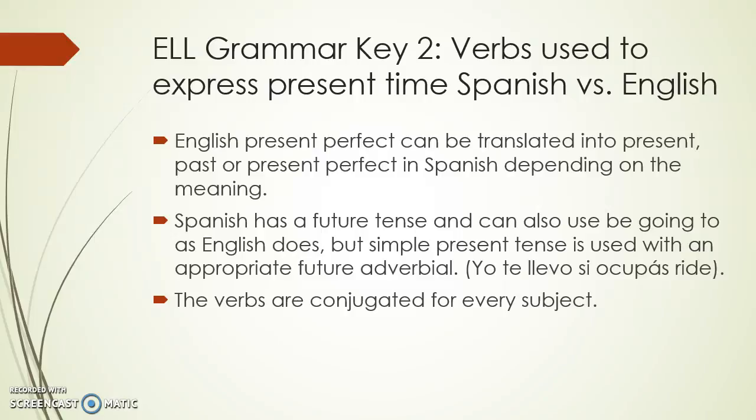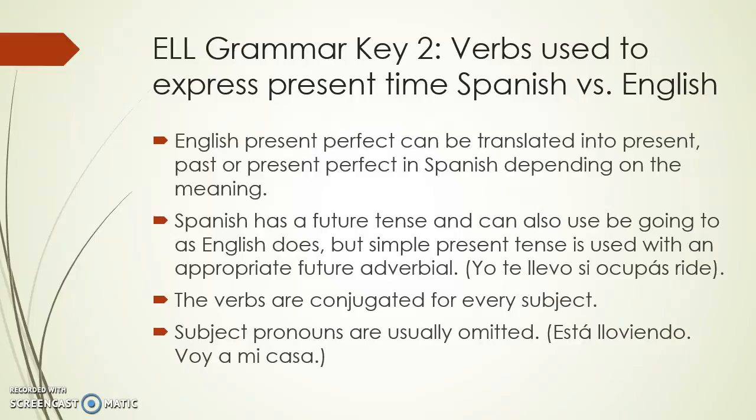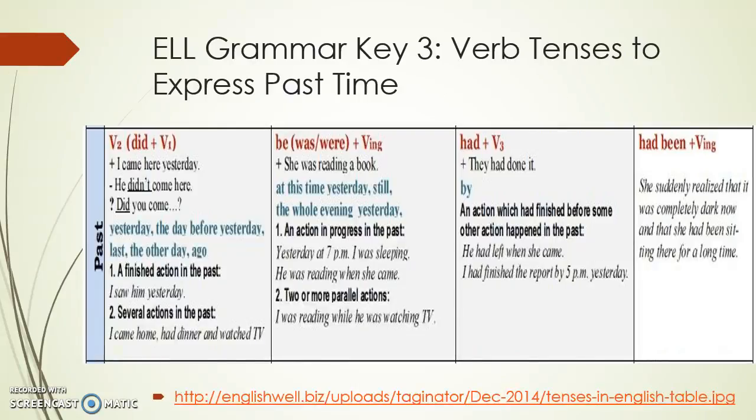The verbs are conjugated for every subject. We talked about this. Subject pronouns are usually omitted. Está lloviendo, voy a mi casa. So we don't mention them, and that's kind of difficult, when in English, you always have to include the subject.